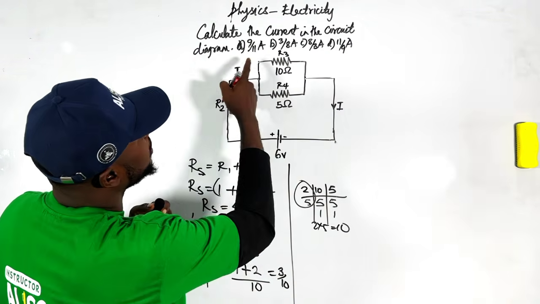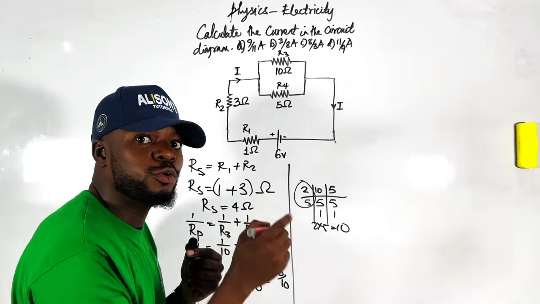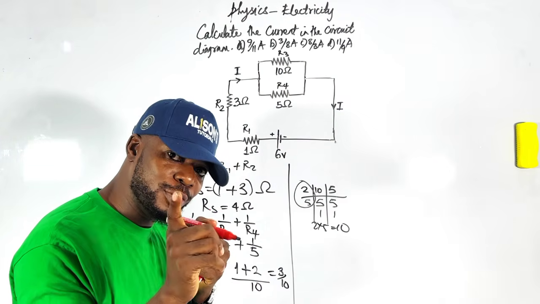Some people will stop here and tick 3 over 10 as the final answer. If you know, you go tick it saying it is the final answer. But wait, you are not done yet for this time.